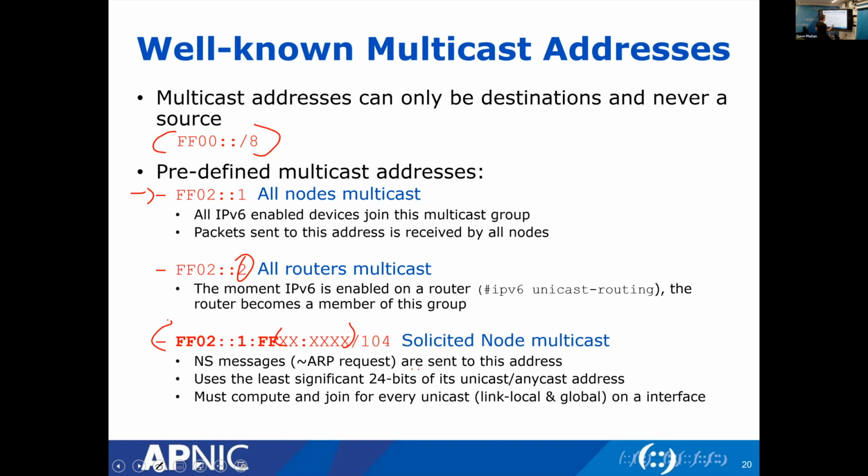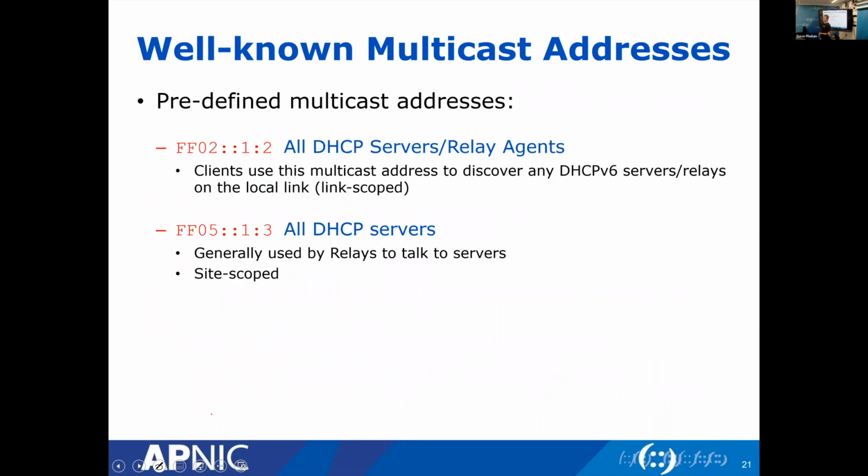And we'll use the least significant 24 bits of my target's unicast or anycast address. And I have to compute and join for every unicast. So that's any link local and global on an interface. So the more you have on there, the more solicited node multicast groups you'll be listening on.